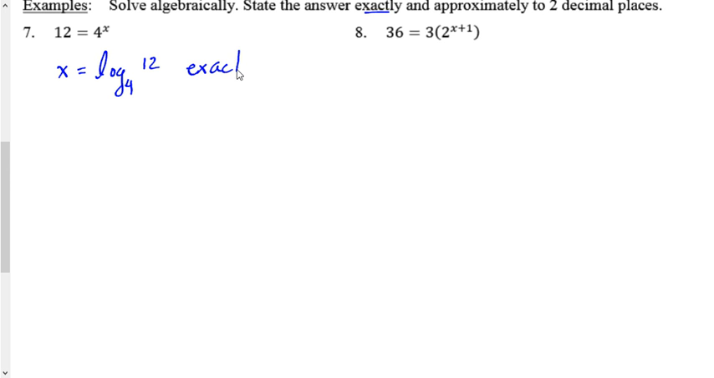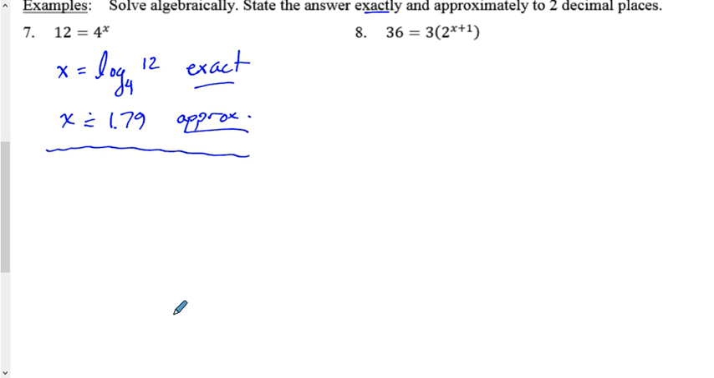We're also asked to approximate the answer to 2 decimal places. So we would want to plug this into our calculator in order to evaluate. When we do that, we get an approximate answer of x being 1.79. Now that's not the only way we could have solved this equation. So let me suggest another possibility here.